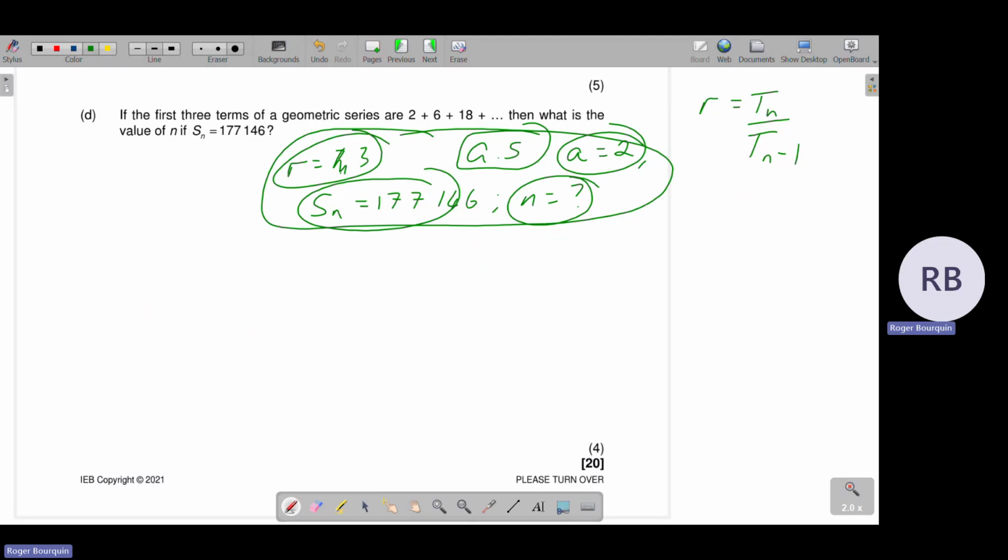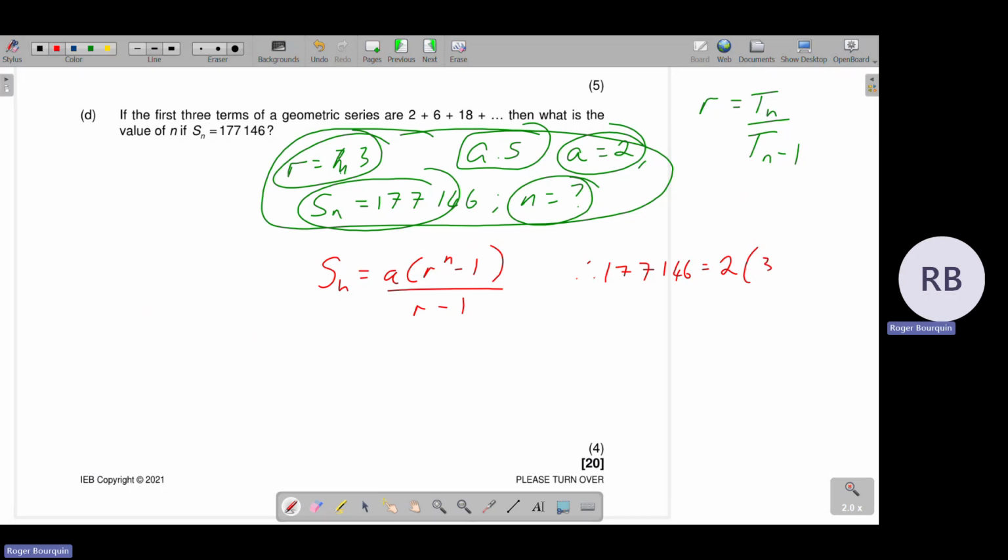Okay. What's the formula going to be? Sn is equal to A times (r to the n minus 1) over r minus 1. So that's the formula that links up those letters. Right, now I put the numbers in. So I get 177146 is equal to, A is 2, okay, r is 3.